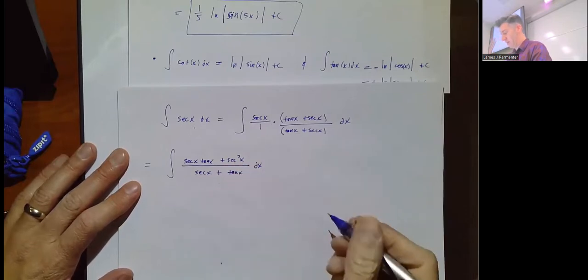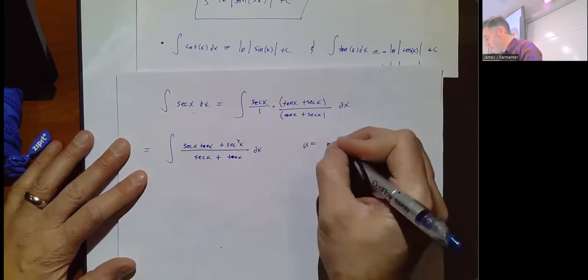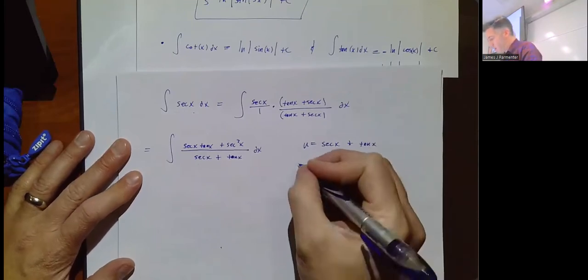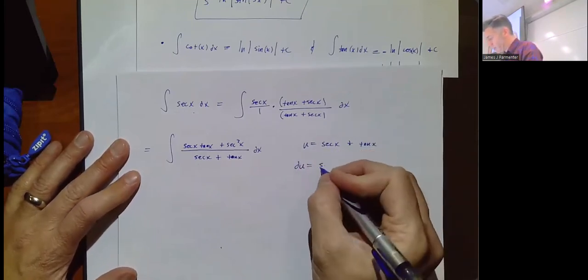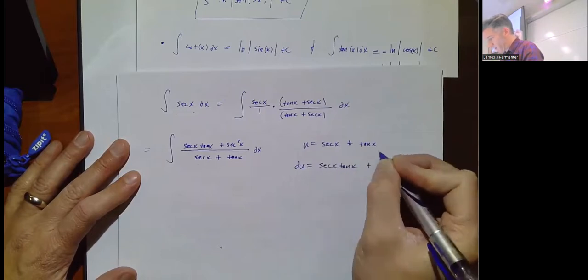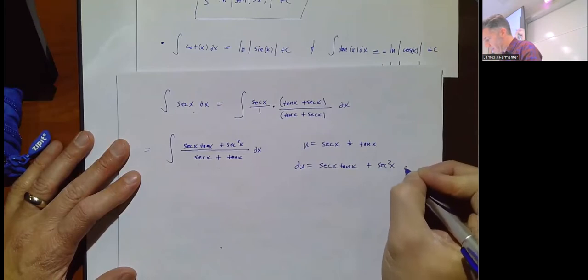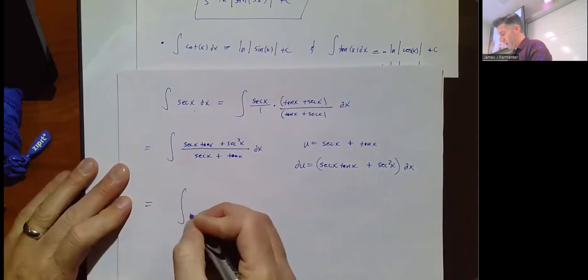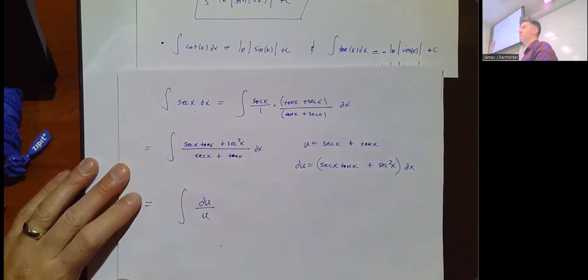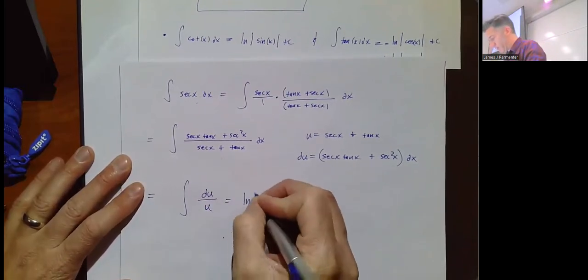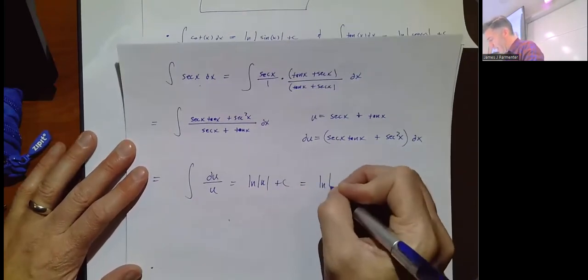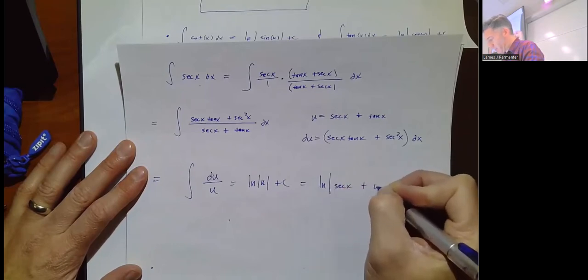And now check this out. If we let u equal the denominator, secant x plus tangent x, our du is exactly the derivative of secant, which is secant x tangent x, plus the derivative of tangent, which is secant squared x dx. And look, that is exactly the numerator of that thing. So this ends up equaling the integral of du over u, which is exactly the natural log of the absolute value of u, plus c, which is exactly the natural log of the absolute value of secant x plus tangent of x.